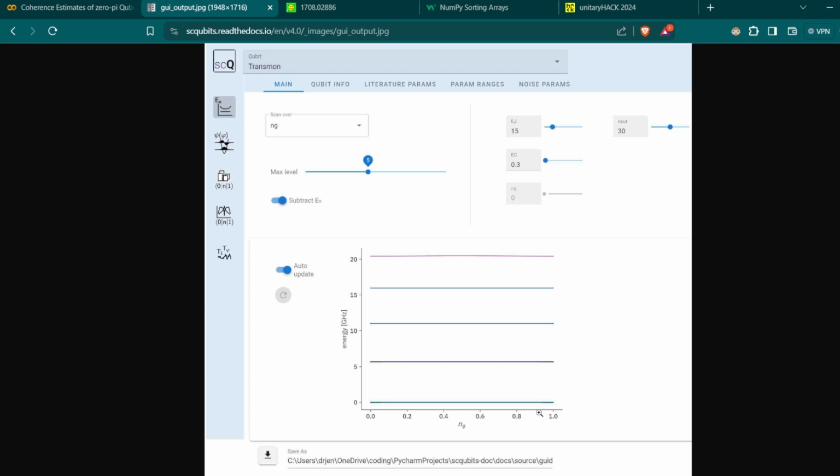And this is how the interface of GUI for the scQubits looks like, where you have the choice for using which type of qubit you are going to use and what type of transformations you are going to use on the qubit and all the other parameters you are going to use.